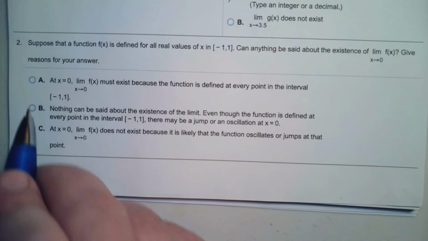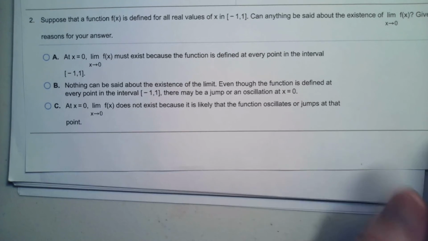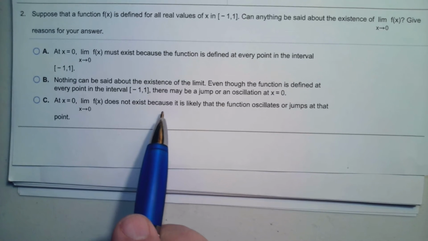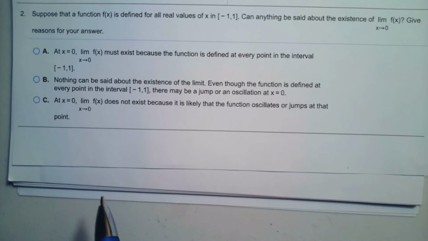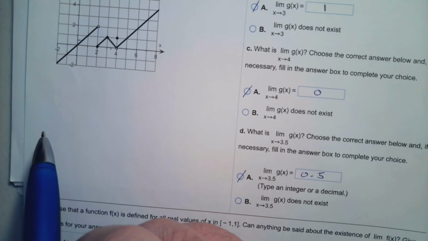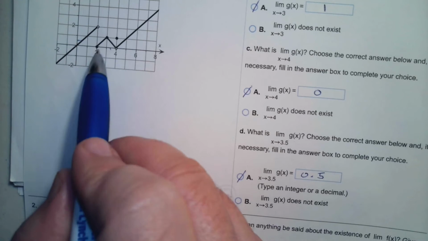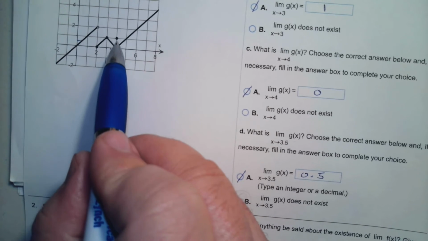Exactly. That one looks like the best one so far. At x equals 0, f of x does not exist. No, that's not true, because if it's defined in all of them, then it has to exist. So the answer is B. This is an example. It's defined at all points, but it could have a jump, or the value and the limit could be two different things.